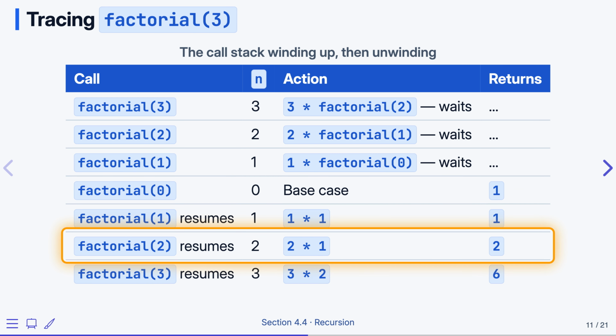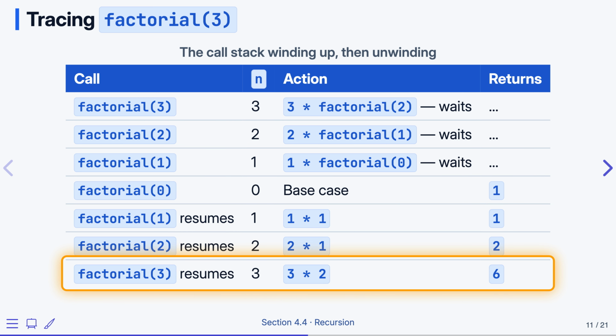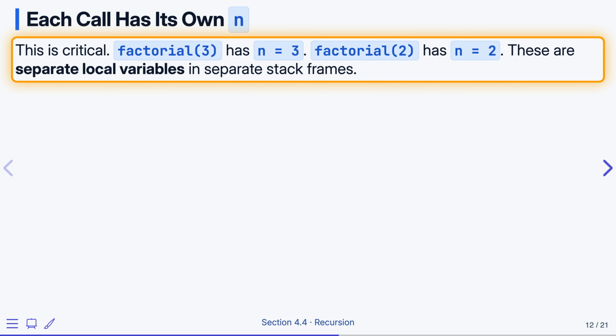Factorial of 2 computes 2 times 1 and returns 2. Factorial of 3 computes 3 times 2 and returns 6. Each row is 1 moment in the life of the call stack. This is something critical. Each call has its own copy of n.